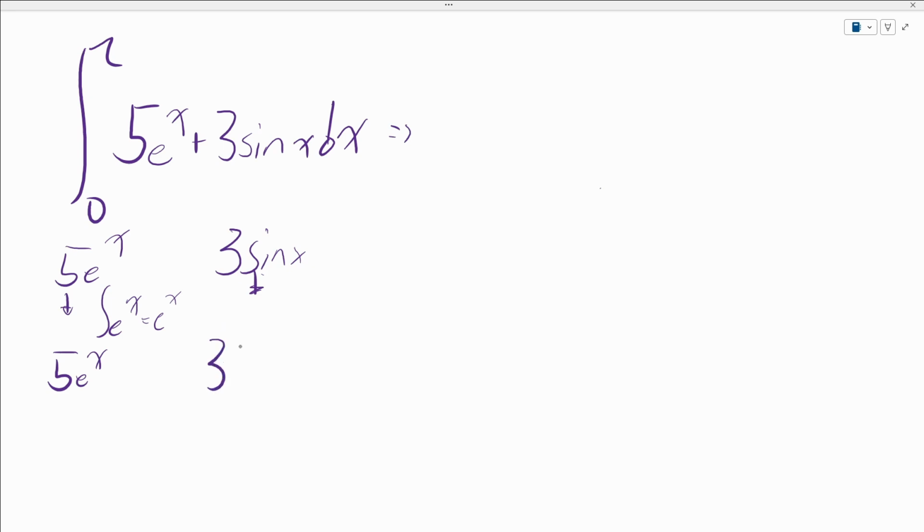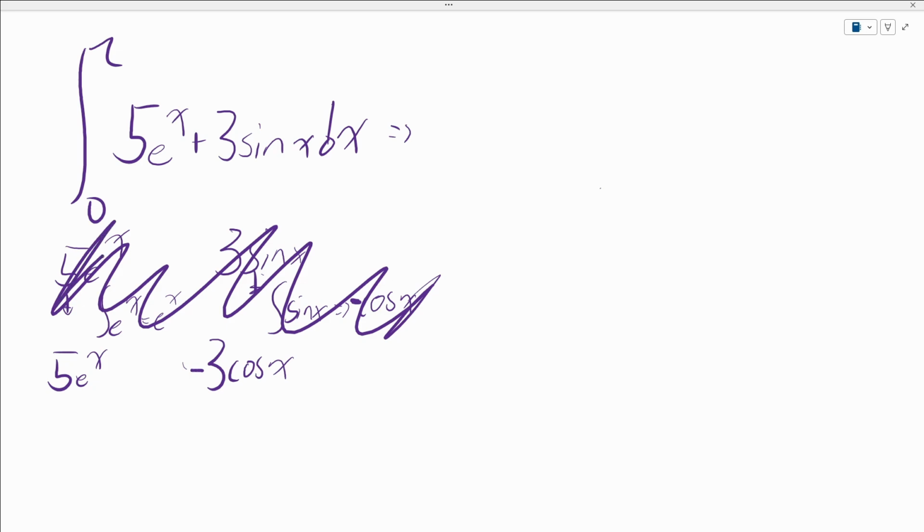Well, we know the 3 is going to stay the same, but what about the integral of sine x? Don't get it confused with the derivative and say cosine x. Remember that it's integral, so it's opposite. It has to be negative cosine x. So the integral for that term is going to be negative 3 cosine x. And then let's just make some room so we can write everything down nicely.